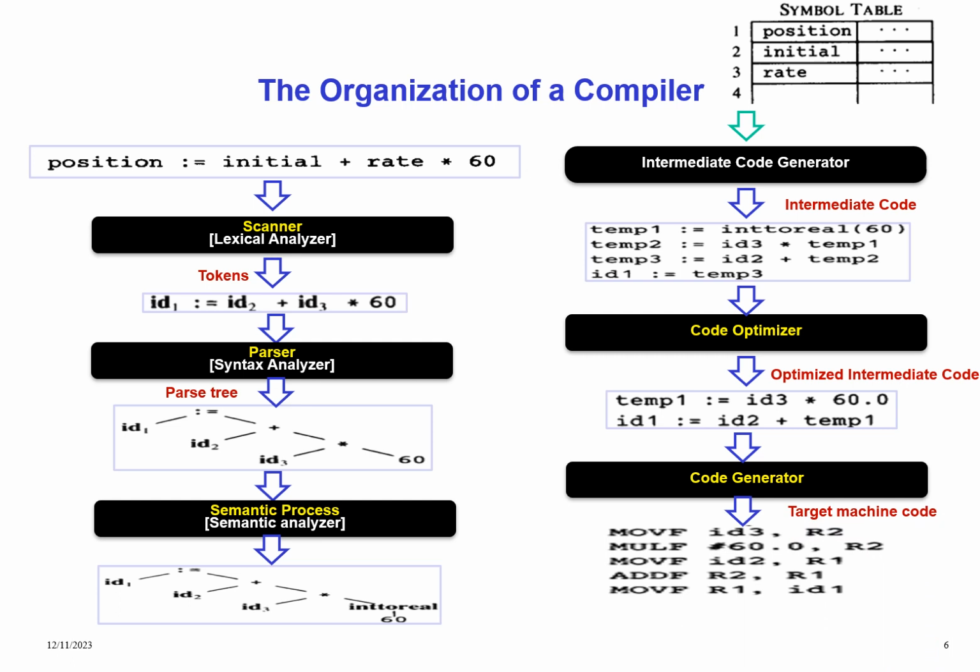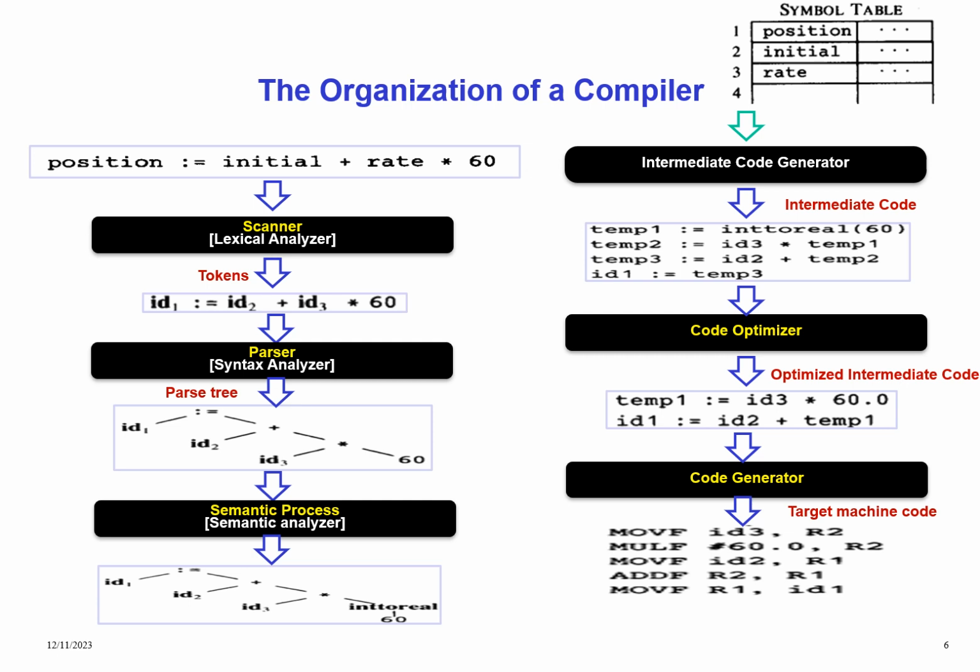So this is the input: position equal to initial plus rate asterisk 60. This is the stream of characters which I give as an input to a lexical analyzer or scanner. It generates tokens. The tokens are represented as id1 equal to id2 plus id3 asterisk 60. These tokens are given as an input to the syntax analyzer or parser. It generates a parse tree.